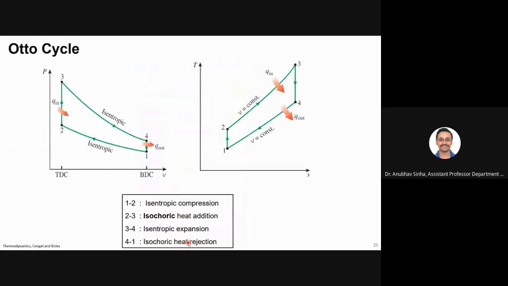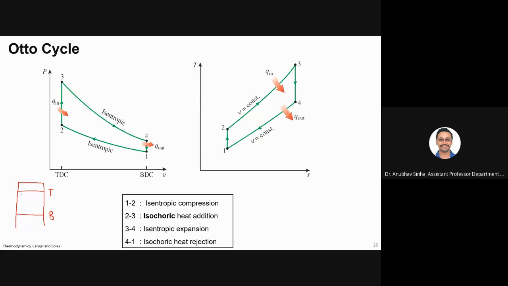Now let us look at the processes. Your first process is 1 to 2, isentropic compression. Basically you're reducing the volume from BDC to TDC. If you remember, let me just draw the piston cylinder for you. This is the highest the piston will reach. This is the lowest the piston will reach. This is your top dead center, TDC. This is your bottom dead center, BDC.